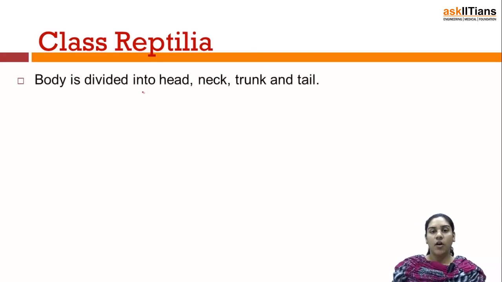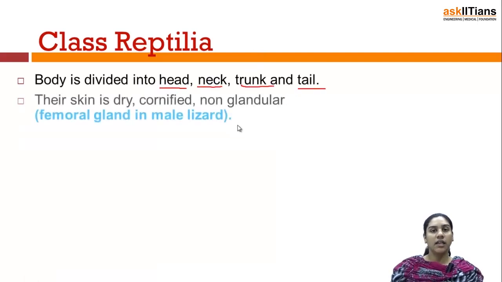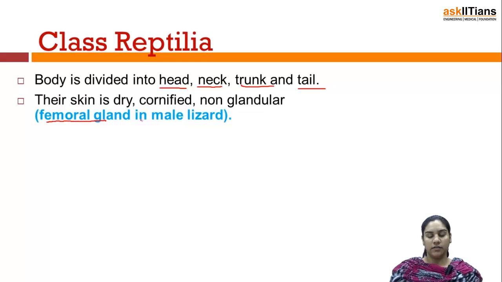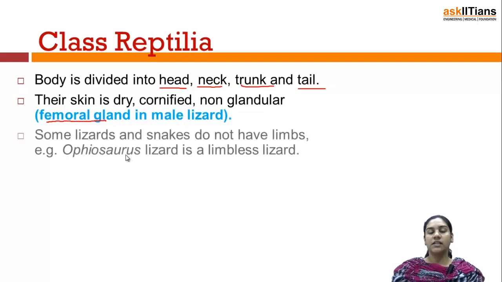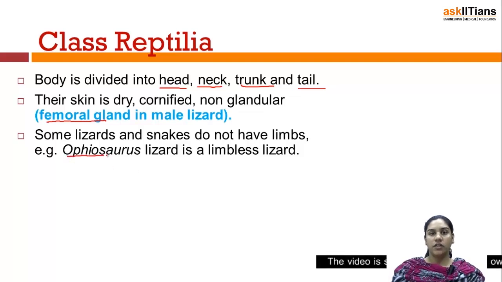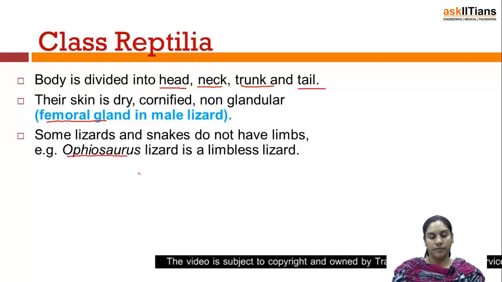The body of the reptilians is divided into head, neck, trunk and tail. Their skin is dry and cornified without any glands, but in case of male lizard, a gland known as the femoral gland is present. Some lizards and snakes do not have limbs. Example, the Ophiosaurus lizard, which is a limbless lizard.